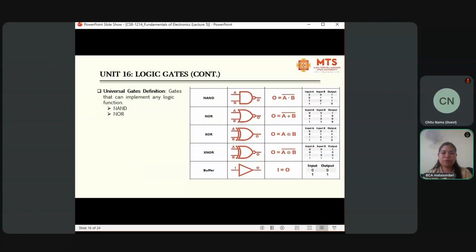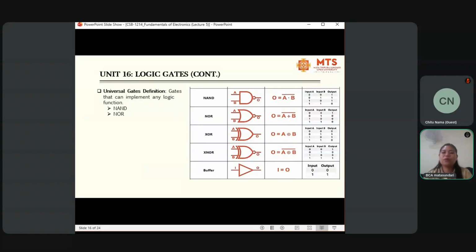When it is the same number, it will be 0, always 0. Remember, XNOR is the complement of XOR. So 0, 0, earlier what was it? 0. So it will be 1. Then 0, 1, earlier it was 1, so now it will be 0. And 1, 1, earlier 0, so now it will be 1.